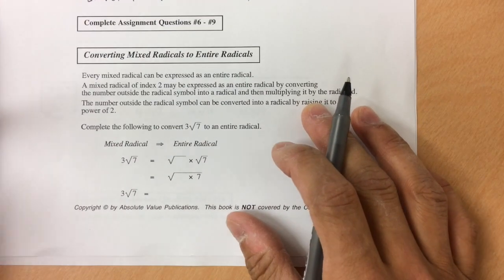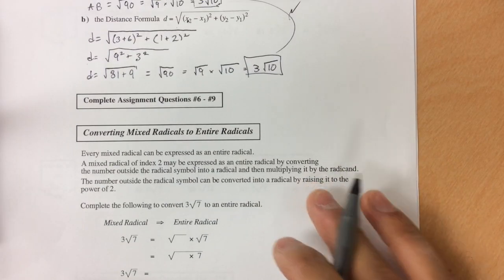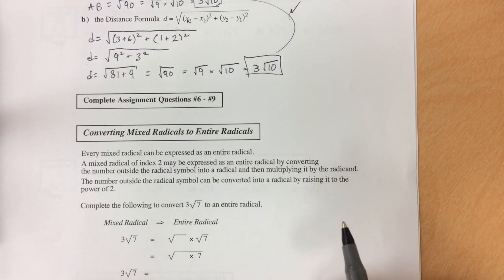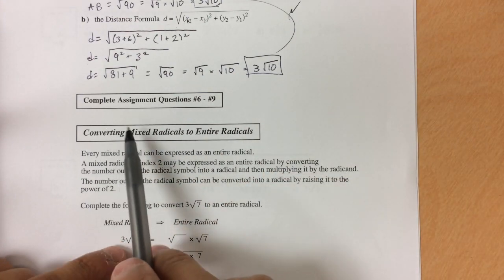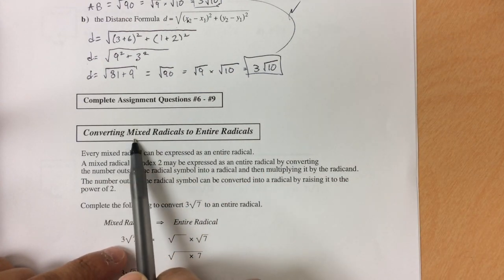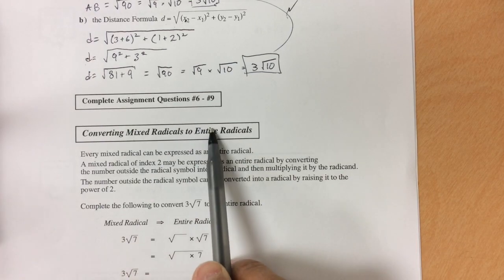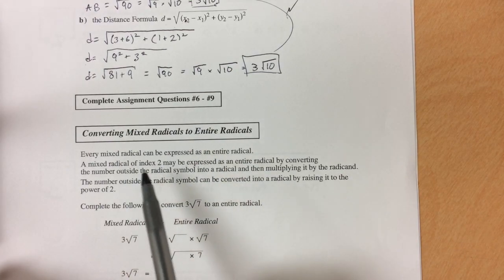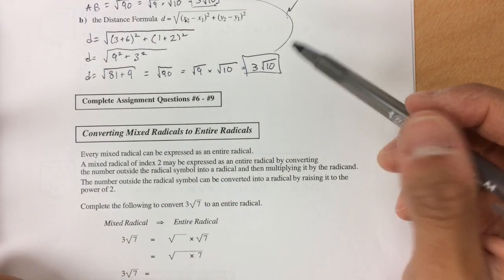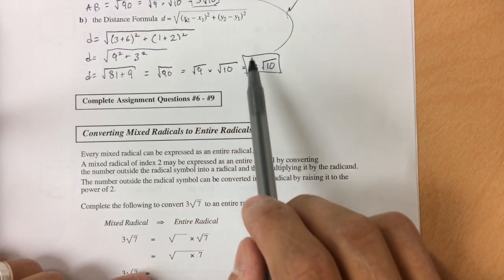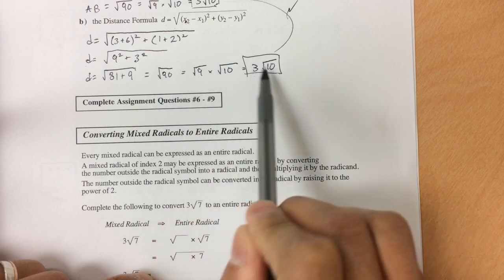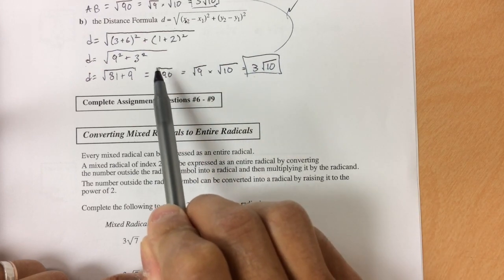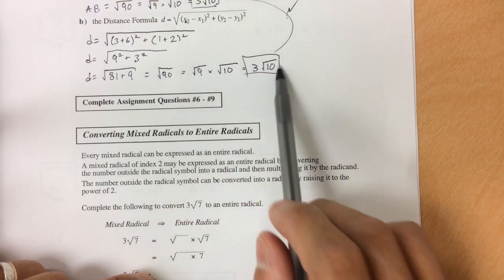Now, what we've been doing is converting entire radicals into mixed radicals. But how do you go back? So, mixed radicals into entire radicals. We know that every mixed radical can be expressed as an entire radical, right? Like 3 times the square root of 10 is the square root of 90. That's because we went from the square root of 90, an entire radical, to our mixed radical.